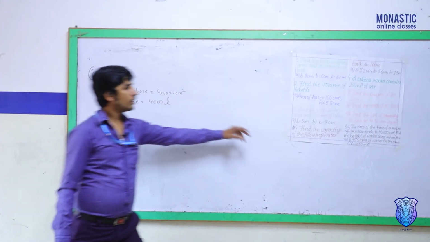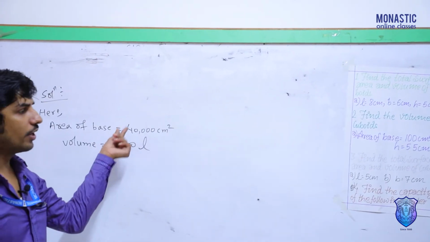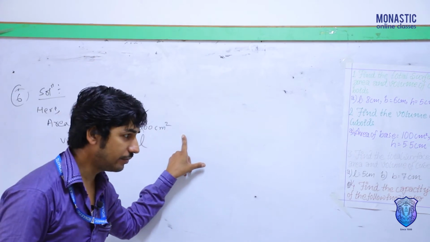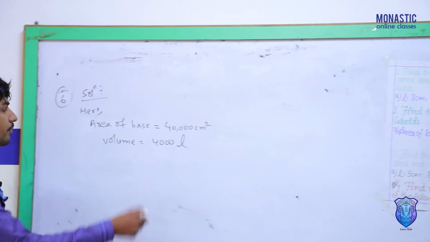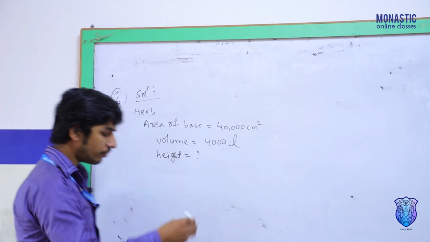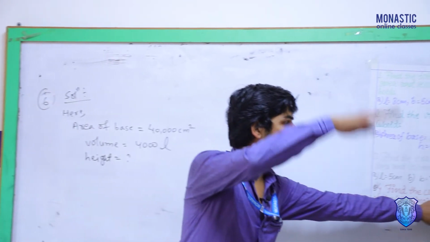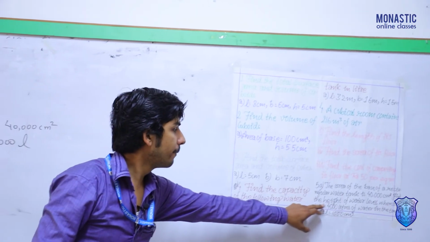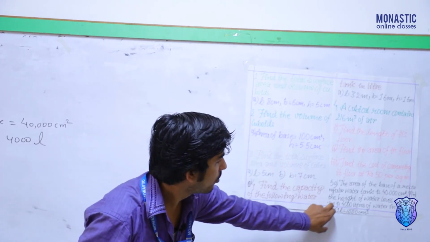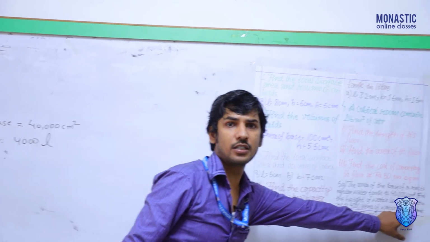See, it means what is given there? The area of base of the rectangular water tank is how much? 40,000 square centimeter. And the question given what? Find the height. See, means find the height of water level, when there is 4,000 liters of water in the tank.